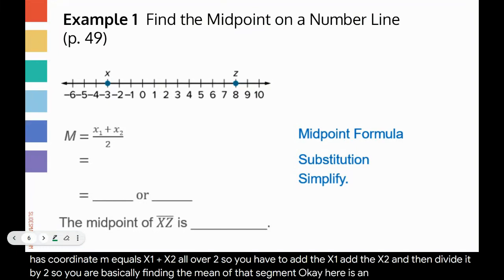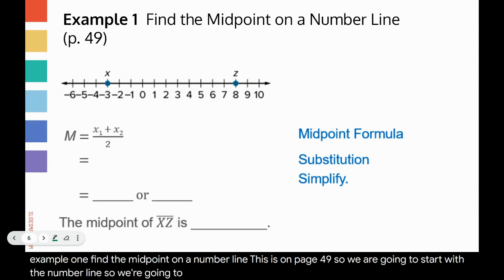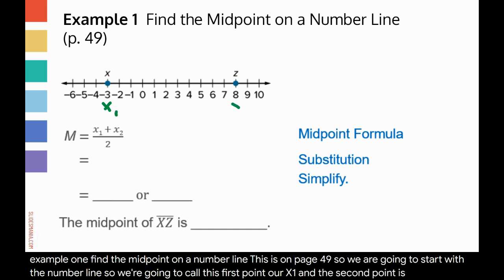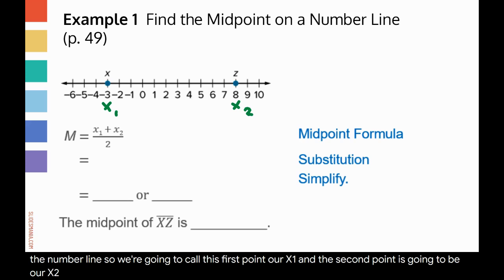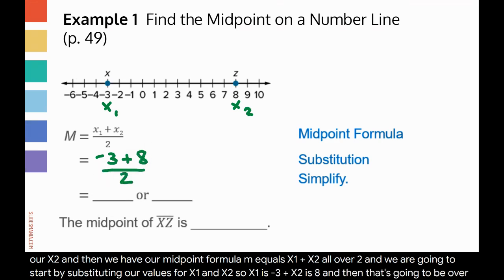Okay, here's an example for us to try. Example 1, find the midpoint on a number line. This is on page 49. So we are going to start with the number line. We're going to call this first point our x1, and the second point is going to be our x2. And then we have our midpoint formula, M equals x1 plus x2 all over 2. We are going to start by substituting our values for x1 and x2. So x1 is negative 3 plus x2 is 8, and then that's going to be over 2.